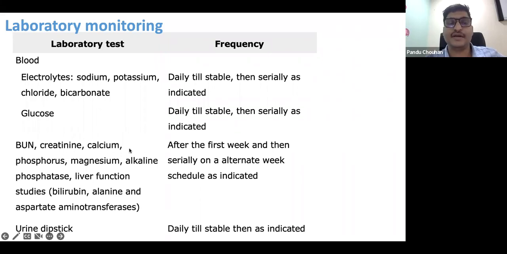Blood urea, creatinine, calcium initially at the start of the TPN, initially until stable, then daily, then weekly once after the first week. Phosphorus, magnesium daily in the first week, then alternate.